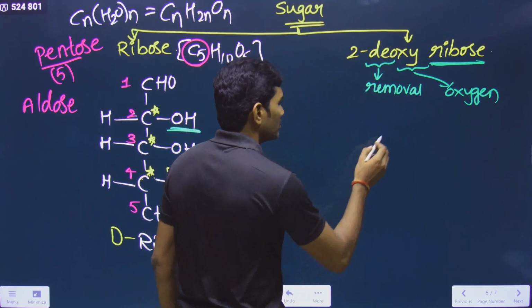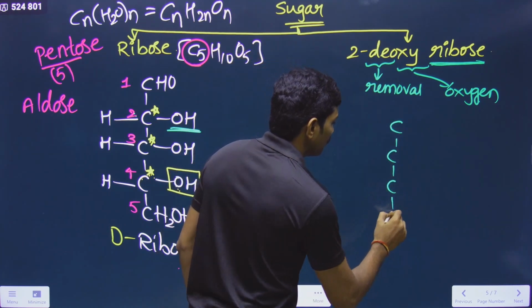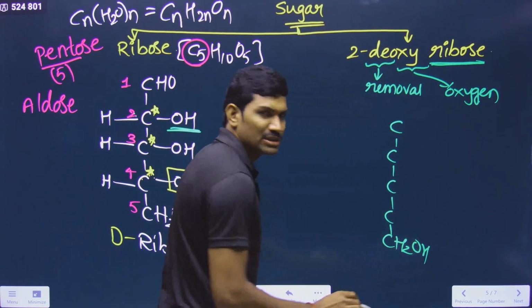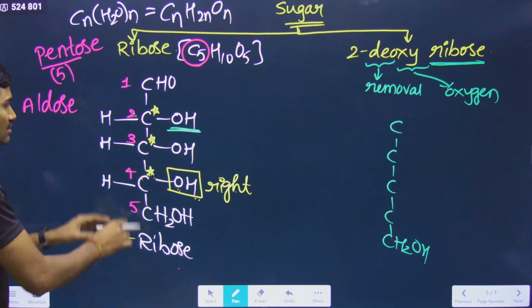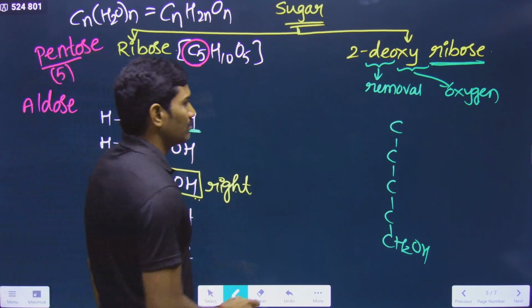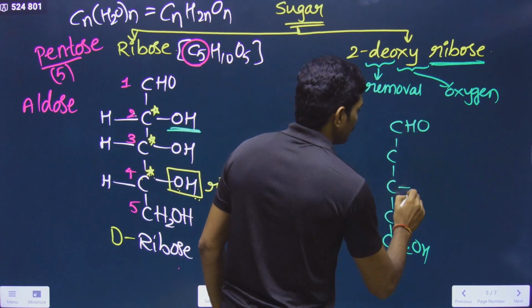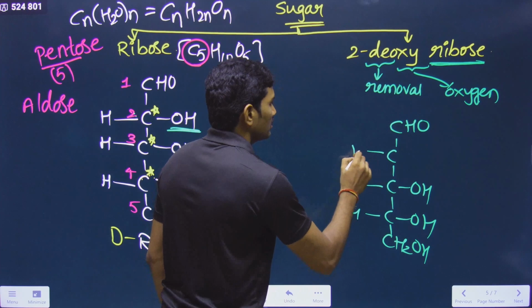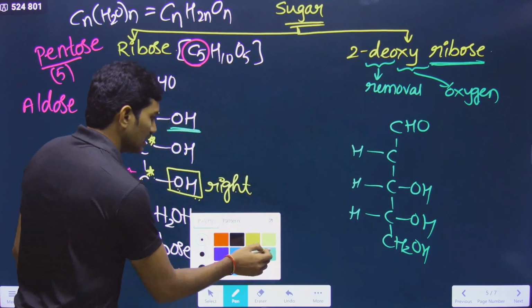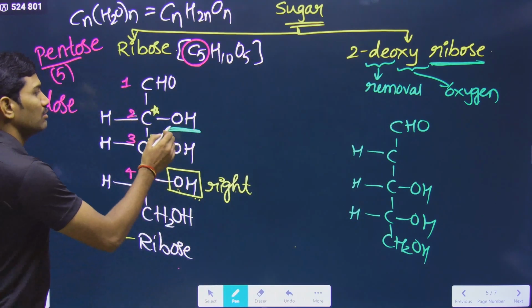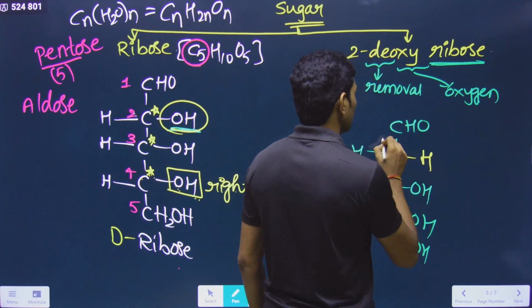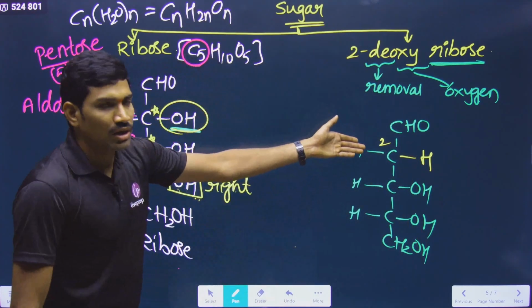So now what happens to this structure? 1, 2, 3, 4, 5. Last one will be CH2OH. Please observe this. It is the same structure, except at the second carbon. I am drawing this. CHO, OH, OH, H, H, H. At the second carbon, observe carefully. In the original ribose, OH is present. In 2-deoxyribose, H is present. That's it. This is called 2-deoxyribose.